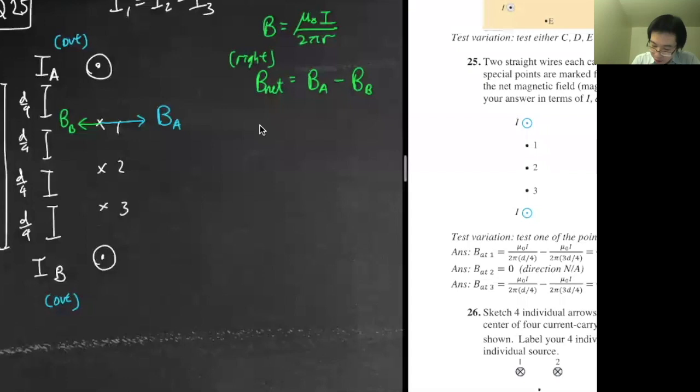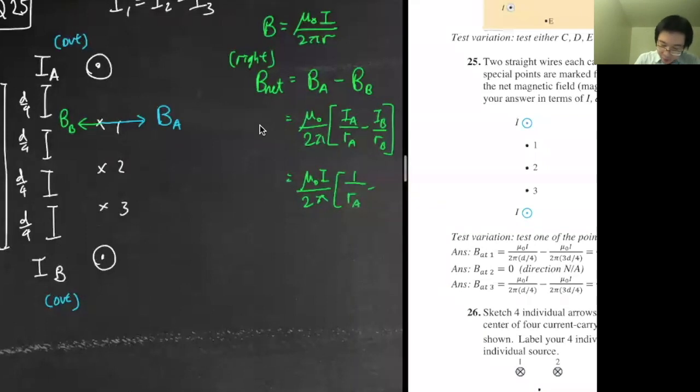All right, so mu naught over 2 pi is common. I'll skip a few steps. So I just need the current A over the distance A minus the current B over the distance B. Actually, the currents are the same, so let me pull that out as well. So it's just 1 over distance from A, and the distance from B. So what is the distance from A? Well, it's d/4. What's the distance from B to point 1? That is 3d/4.